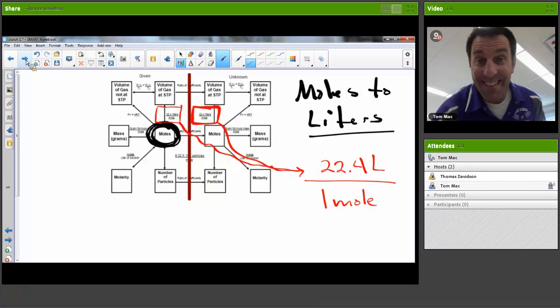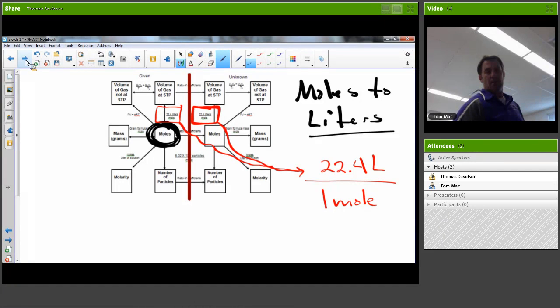Take out your periodic tables and find the map. All right, so I believe the first part of today is moles to liters. Now, anytime, you got to make sure you get this. Anytime I say moles to liters, I can also say liters to moles. It's the same process, just reversed.